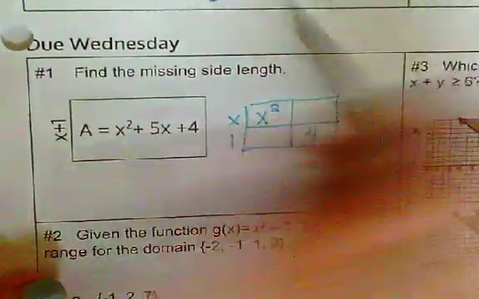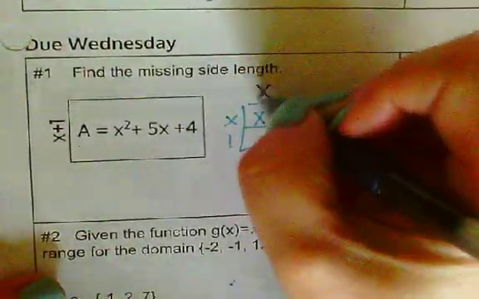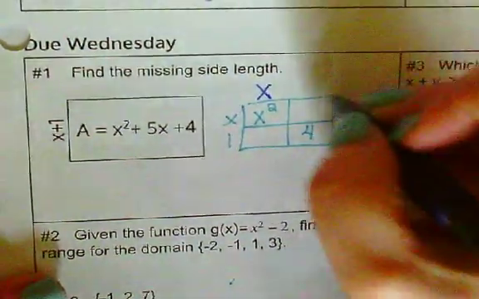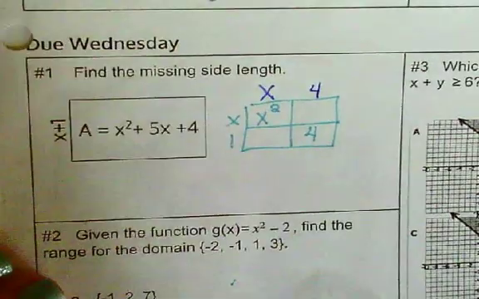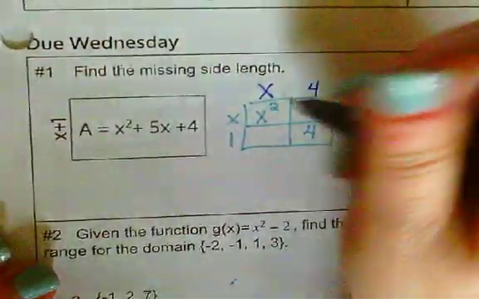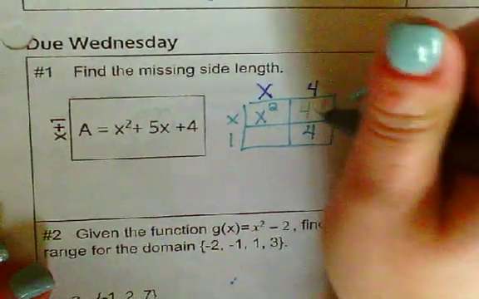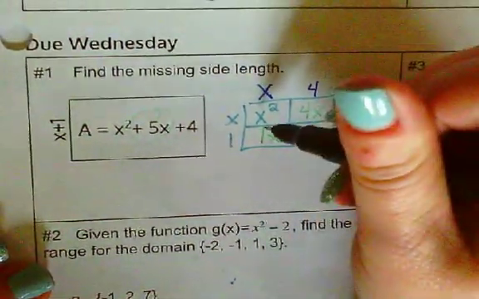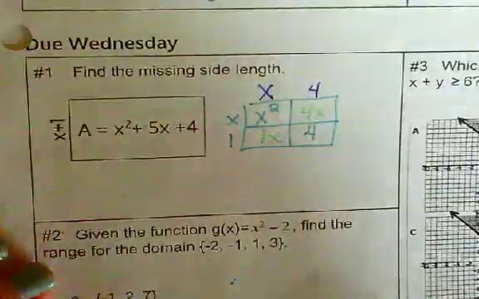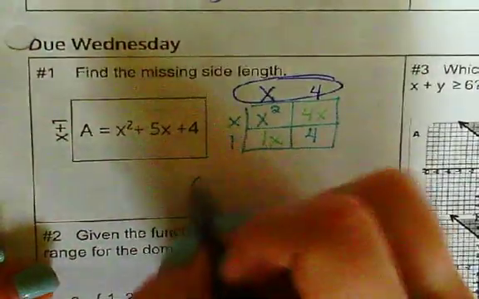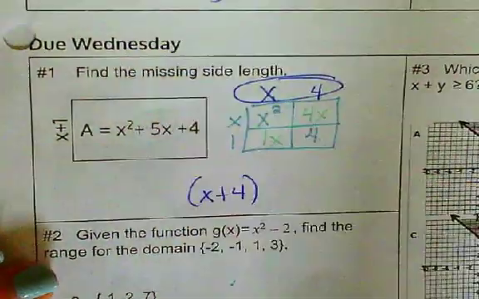So x times what is x squared? X. And then 1 times what is 4? 4. And then if you want to check it, make sure the middle terms add up to 5x. So 4 times x, 4x. 1 times x, 1x. And 4x and 1x, sure enough, adds up to 5x. So that means my width is x plus 4.